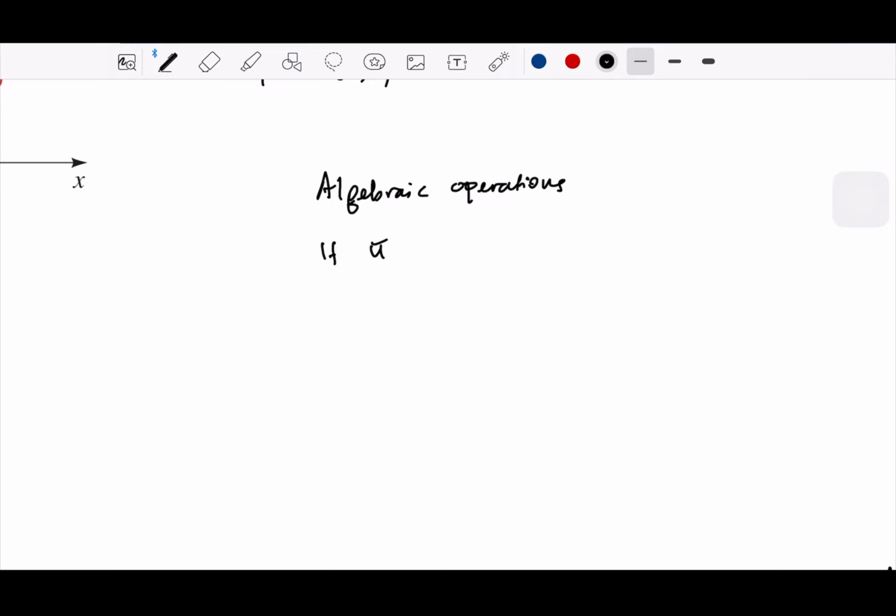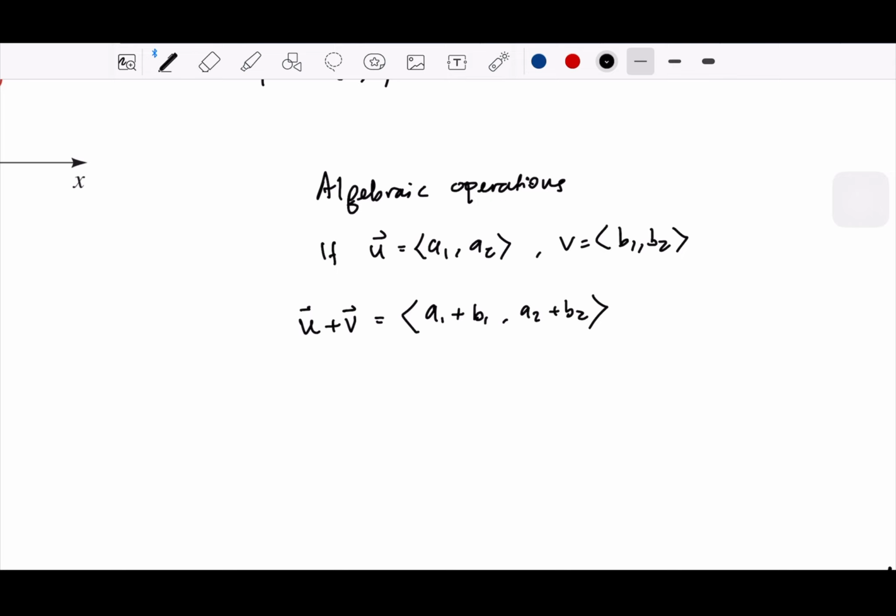So if we have u and v, and we want to add these two vectors, then we need to add each component. If we need to multiply with a constant, then we need to multiply all components with that constant. C is a real number constant.